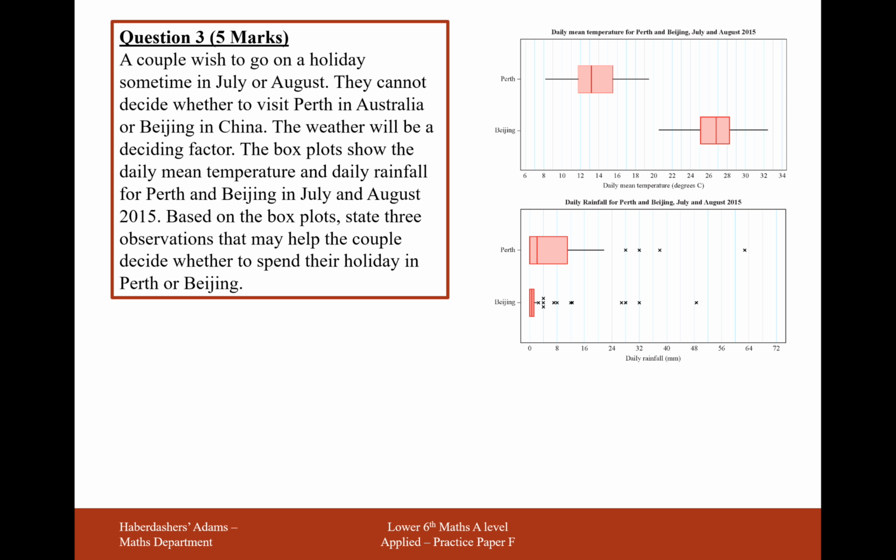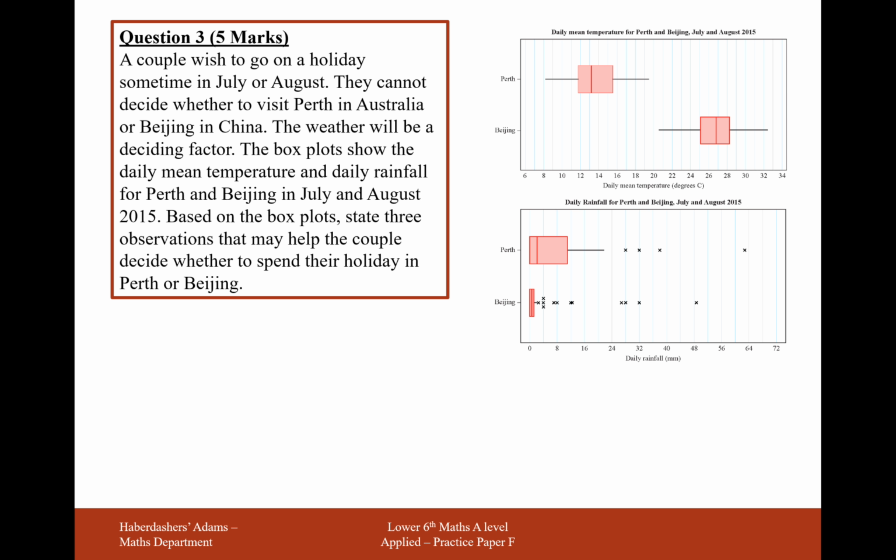The box plots show the daily mean temperature and daily rainfall for Perth and Beijing in July and August in 2015. Based on the box plots, state 3 observations that may help the couple decide whether to spend their holiday in Perth or Beijing. Okay, so there are lots of different ways you can compare the diagrams here.